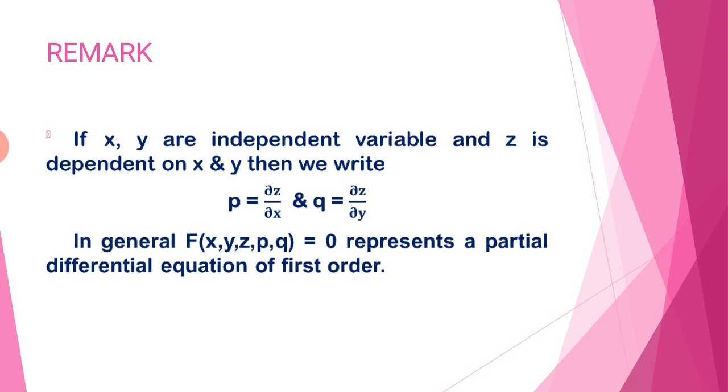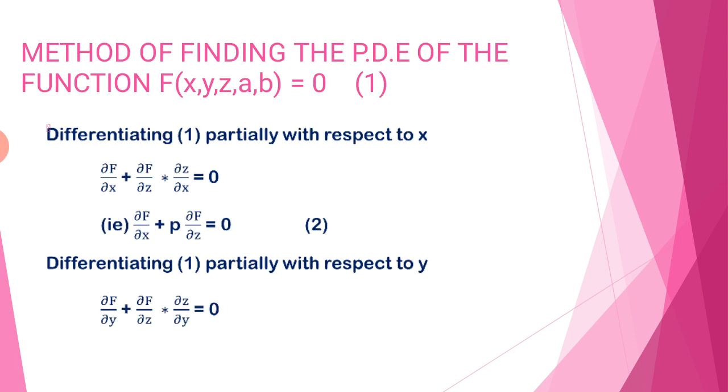Remark: if x, y are independent variables and z is dependent on x and y, then we write p = ∂z/∂x and q = ∂z/∂y. In general, f(x, y, z, p, q) = 0 represents a partial differential equation of first order. Method of finding the partial differential equation of the function f(x, y, z, a, b) = 0.